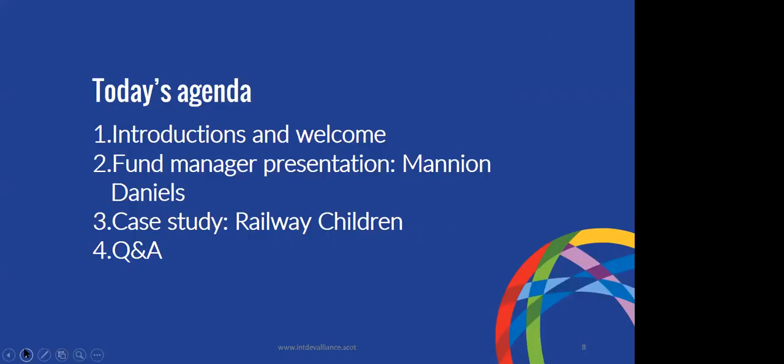You will see in front of you today's agenda. For those of us who don't know us at the Alliance, we are the representative body, the membership body for the international development sector in Scotland. So we have about 170 organisational members, about 50 individual members, and they're all based in or represented in Scotland.